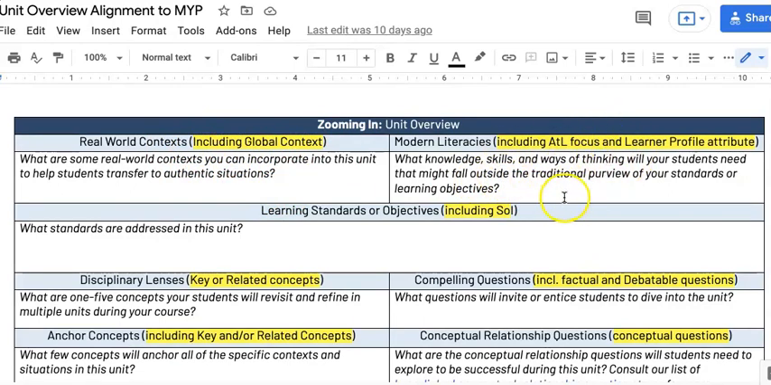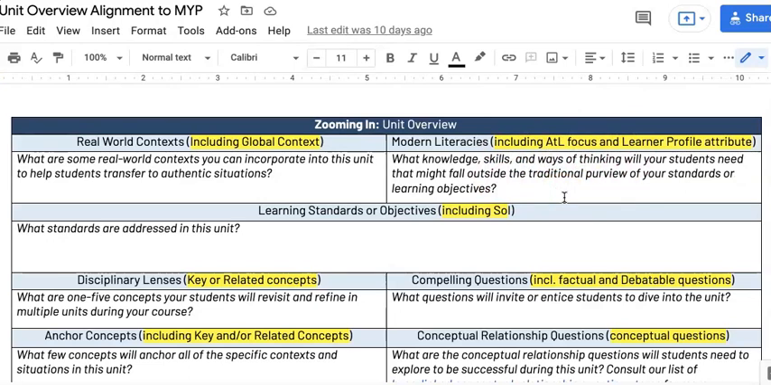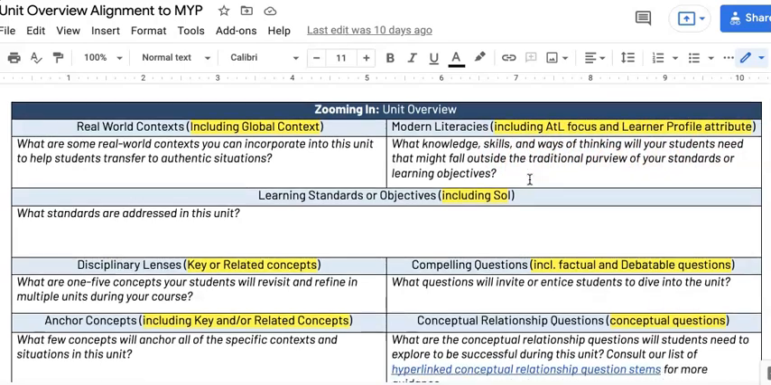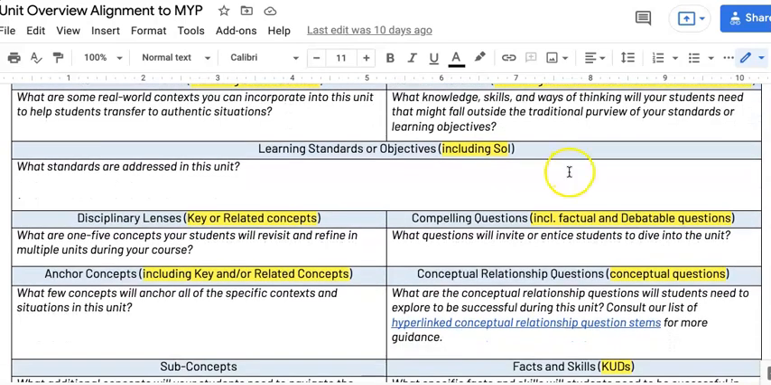Over here we have what we call modern literacies. That is our umbrella term for all the new skill sets, competencies, and habits of mind that our young people need to navigate a complex world. This could include digital citizenship, and it can include social emotional learning. So we think for IB teachers, this is a perfect place to put the ATL focus and the learner profile attributes. What are these modern aspects or literacies that students need to navigate our complex world?